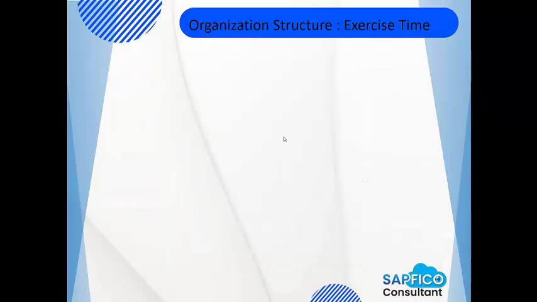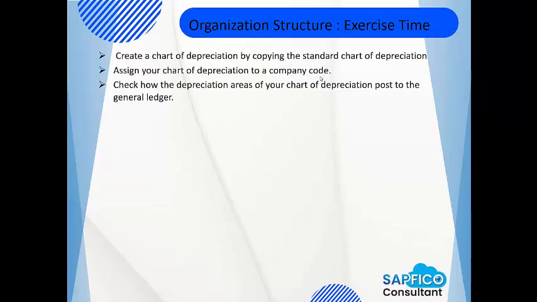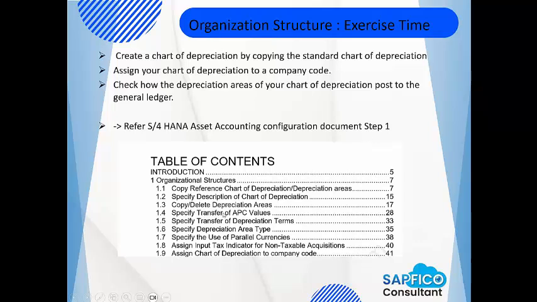Organization structure exercise time. What you need to do is create a chart of depreciation by copying the standard chart of depreciation. Assign your chart of depreciation to a company code. Check how the depreciation areas of a chart of depreciation post to the general ledger. Refer to our S4 HANA Asset Accounting Configuration document, step 1. Here are the steps: copy reference chart of depreciation, specify description of chart of depreciation, copy or delete depreciation area, specify transfer of APC value, and so on. All of these steps we need to follow in the configuration.